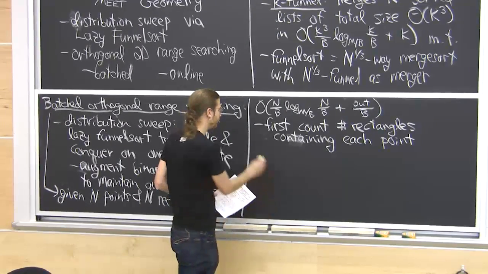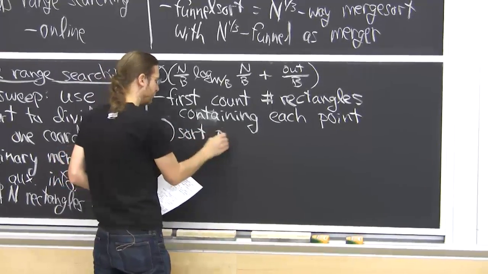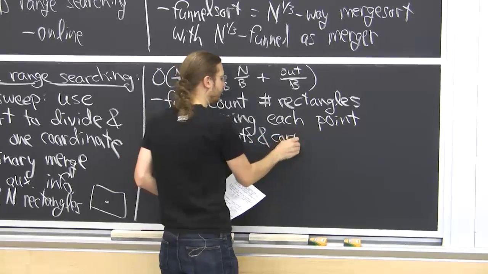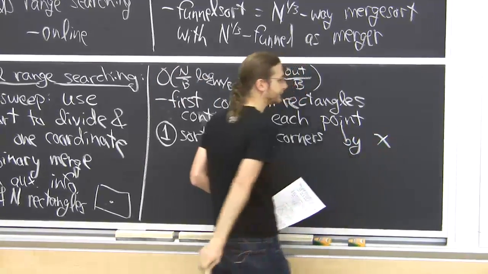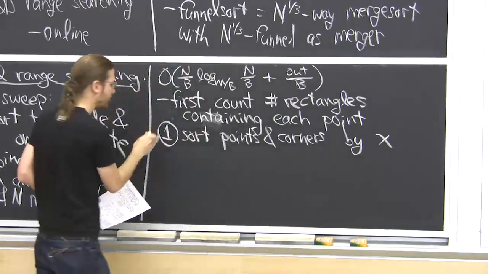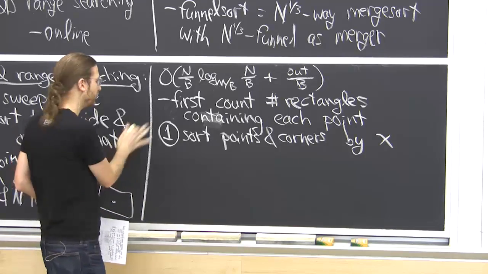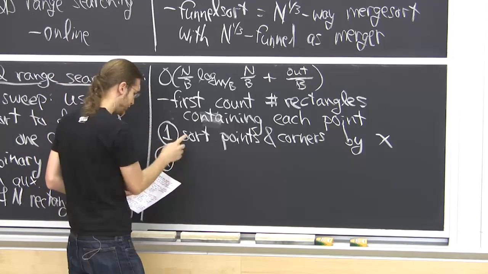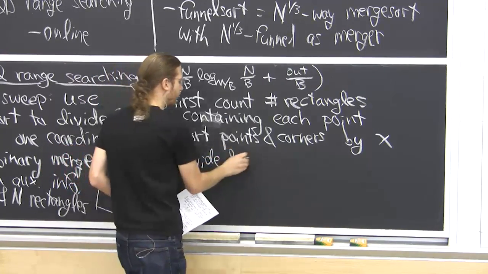Okay, so here's what we do. Sort the points and the corners of the rectangles by x coordinate using lazy funnel sort. Nothing fancy here. No augmentation. Regular old sort. Then, this will be useful later. Then we're going to divide and conquer on y.